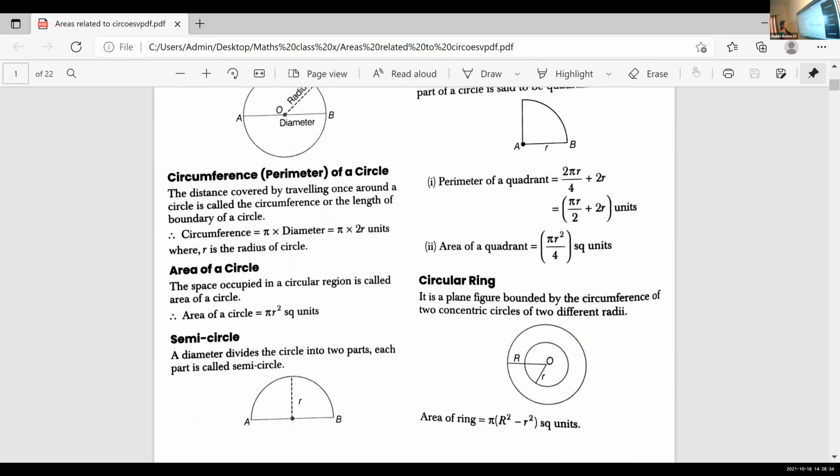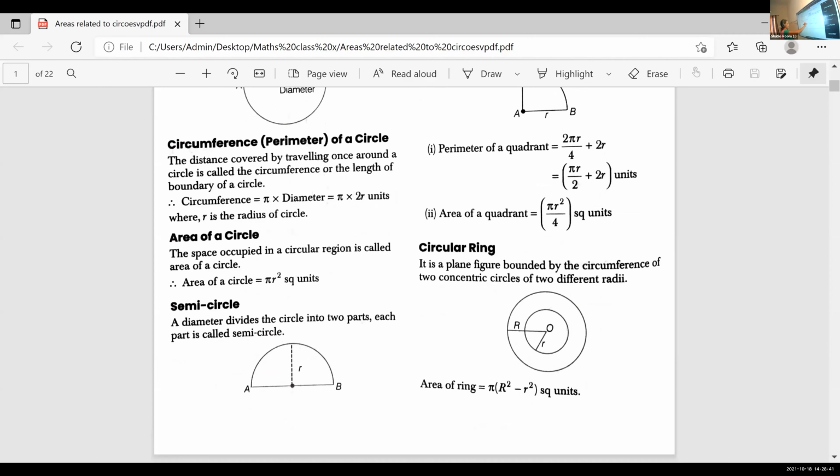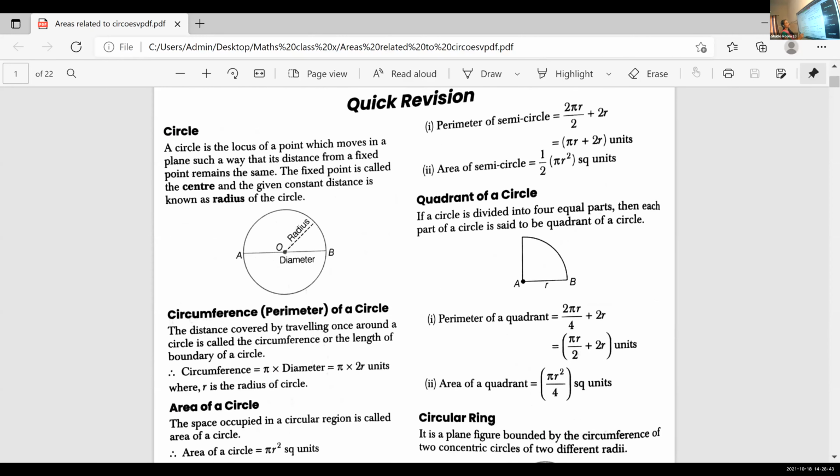And what about a semicircle? A diameter divides the circle into two parts. It is called the semicircle. And what about the perimeter of a semicircle? Look here, children. It is pi r plus 2r. So, the perimeter of a semicircle is pi r plus 2r. And the area of a semicircle is pi r square by 2, area of the circle by 2, as it is divided into two parts.